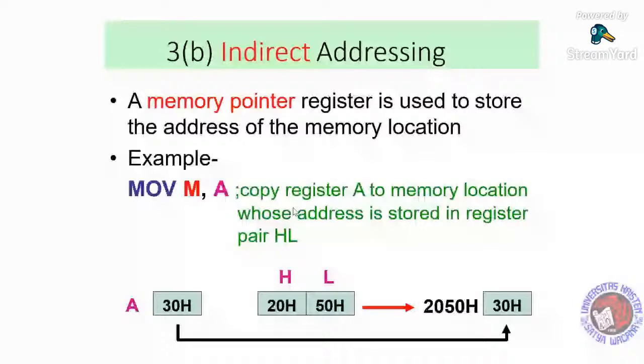For example, MOV M, A: copy register A to the memory location whose address is stored in the register pair HL, which is denoted by the M symbol, the M register. So for example, M is denoted 2050. Then the data inside register A, 30 hexa, should be copied to the 2050 address.